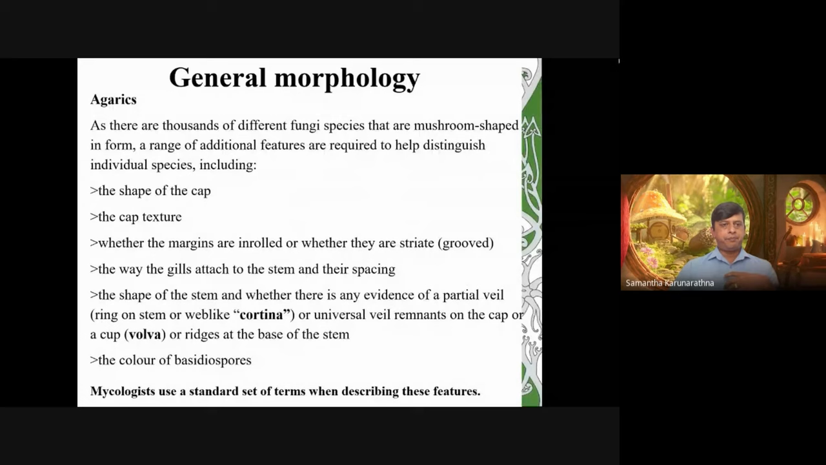So in general morphology, we record these characteristics like shape of the cap and the cap's texture and the margin of the cap and the gills and the way the gills attach to the stipe or the cap and shape of the stem and the colors of the stem and the veil or the ring and whether it has a cortina and whether it has a volva and the color of the basidiospores. And all these are very important for the identification of mushrooms. So normally mycologists use a standard set of terms when describing these features. Next one, please.